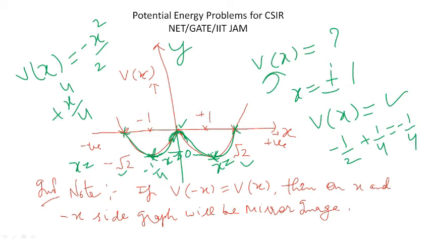You also have to note that if V of minus x is equal to Vx, then your graph will be symmetrical, or it will be a mirror image. The left side is equal to the right side, right? Here you can see that whatever value you put in Vx equal to minus x square by 2 plus x to the power 4 by 4, if you put minus x here, it comes out to be the same function. So it is a symmetrical function, and your graph will also be a symmetrical graph.